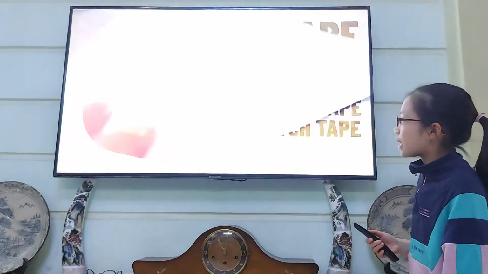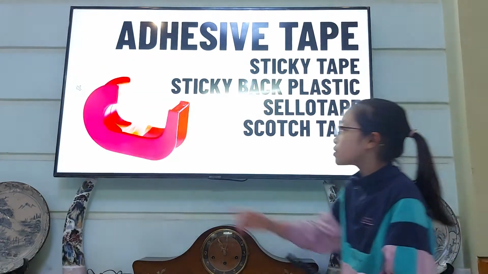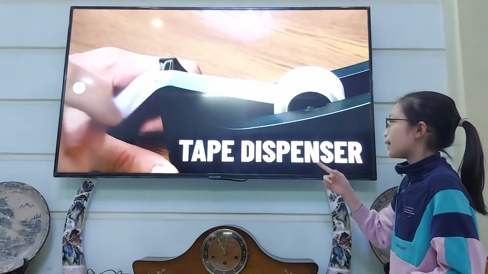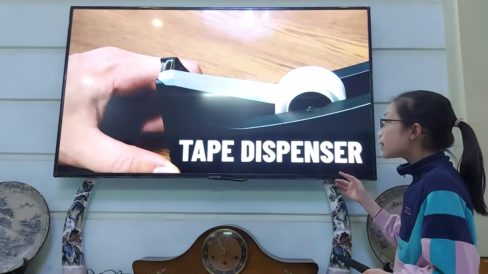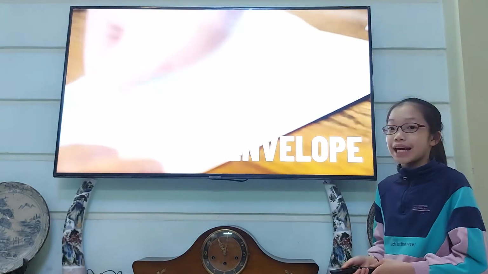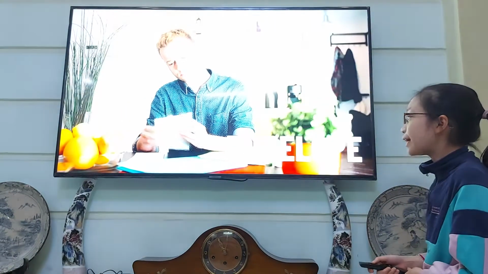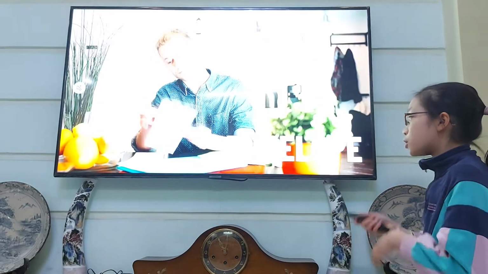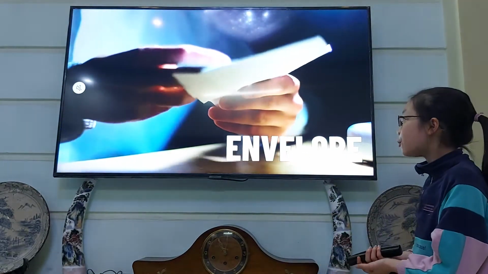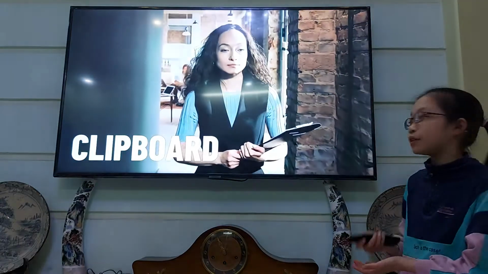Later, you'll see this kind of thing to hold the tape. So here it is. It is called the tape dispenser. You'll hold the tape and you can cut a piece of tape that you'd like. And here, the envelope is used to send mail. Yeah, so we need an envelope to put in our letters.